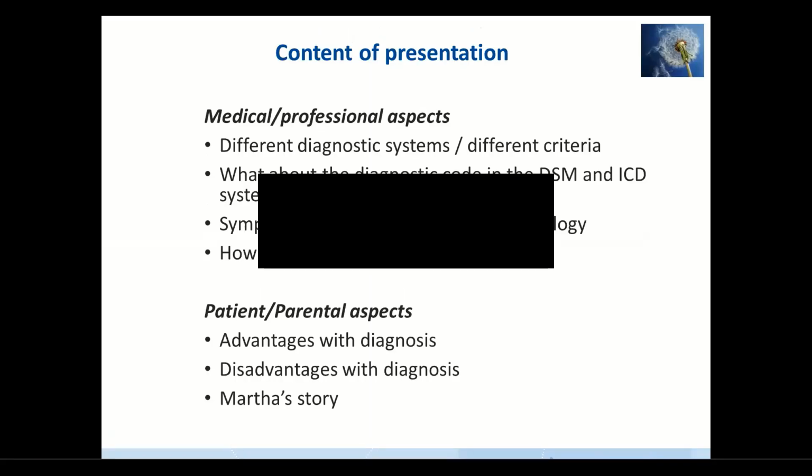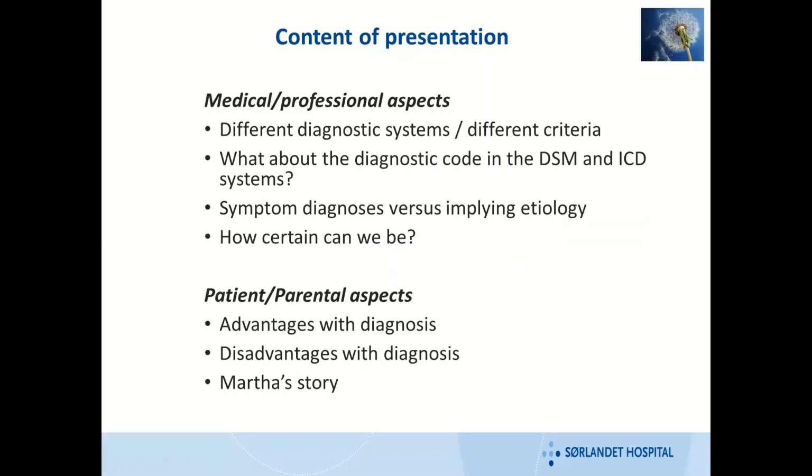Okay. Sorry. We'll have a more professional aspect, and then later a more patient-oriented aspect. I'll talk a bit about the different diagnostic systems, different criteria for FASD, and how this matches with the official diagnostic codes that we use for FASD in the hospitals. I will talk about symptom diagnosis versus implying etiology, and how certain we can be when we say that a child may have FASD. And I will end by saying a bit about advantages and disadvantages with the diagnosis, and then we will hear Marta's story.